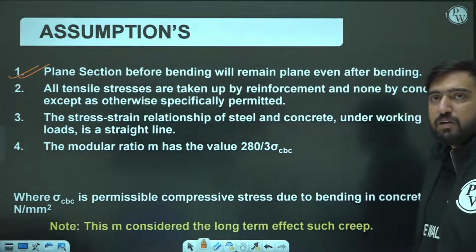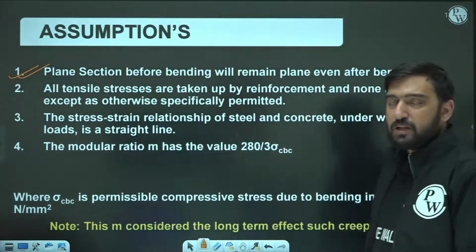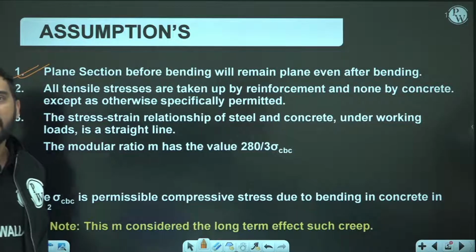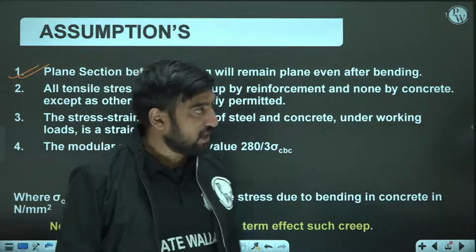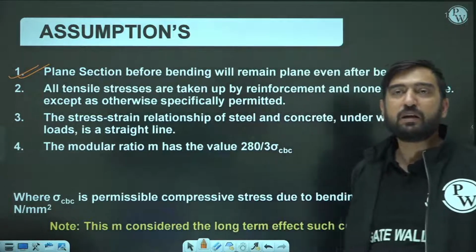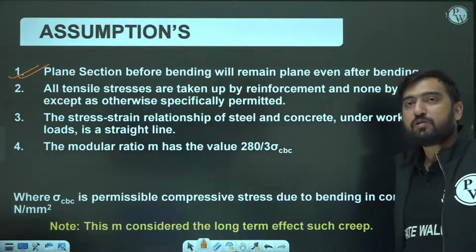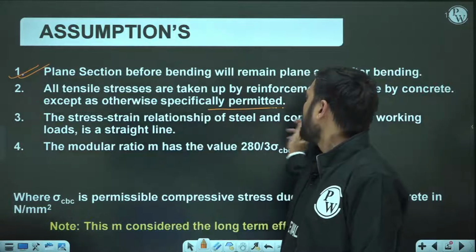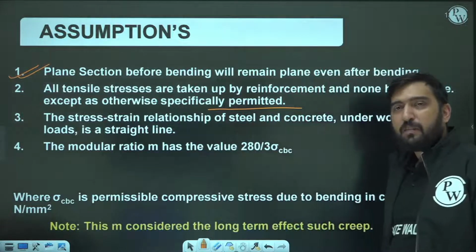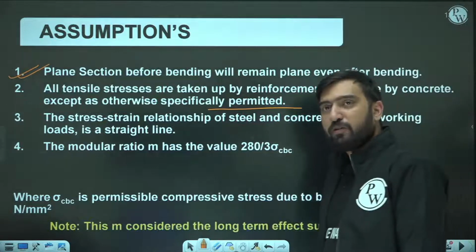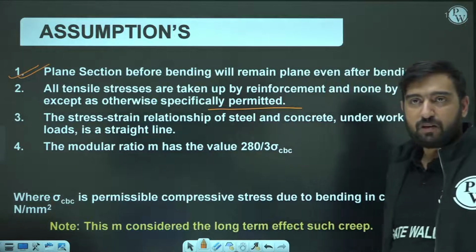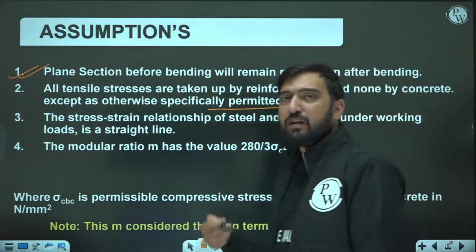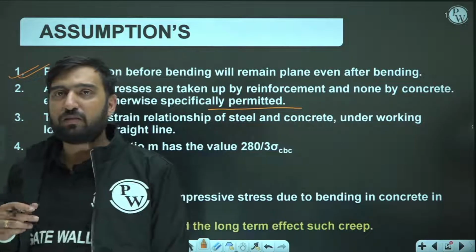Assumption number 2 is similar to the limit state method assumption: all the tensile stresses are taken up by steel and none by concrete. It means that whatever tension is there has to be taken by steel, so concrete in the tensile zone is ignored. Sometimes codes can specifically permit some limited amount of tension, but that is a different case; the majority of clauses in the working stress method are based on the uncracked section. For prestressed concrete and water tanks we use different codes, and there they also allow some amount of tensile values.